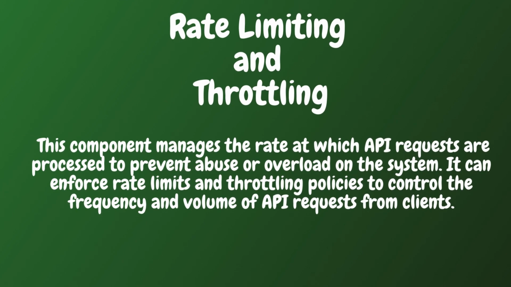Okay, rate limiting and throttling. This component manages the rate of your API requests to prevent abuse or overload of the system. It enforces rate limit and throttling policies to control the frequency and volume of API requests from the client. Say someone is doing a DDoS attack, or someone is hitting your application very frequently and causing an issue. So you can limit it, right? For example, per day this particular person can hit our website just 100 times.